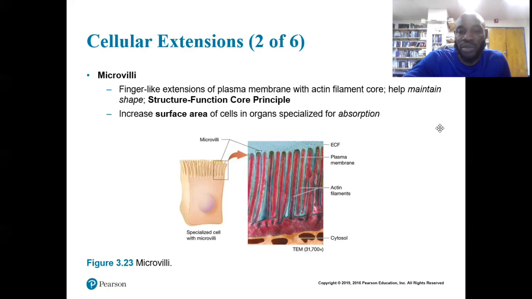Finger-like extensions of plasma membrane with an actin filament core. Okay, actin filament, the smallest filaments. Microvilli increase the surface area of cells and organs specialized for absorption. We'll find these in the intestines, especially. We want to increase the surface area in the intestines so that the nutrients from the food can be absorbed quickly into the bloodstream.